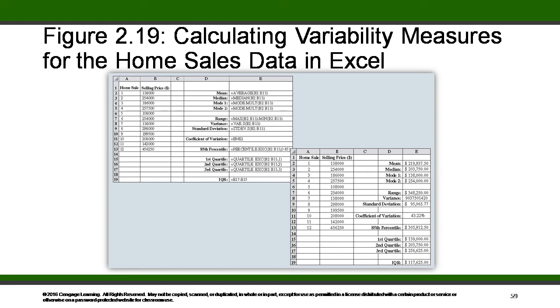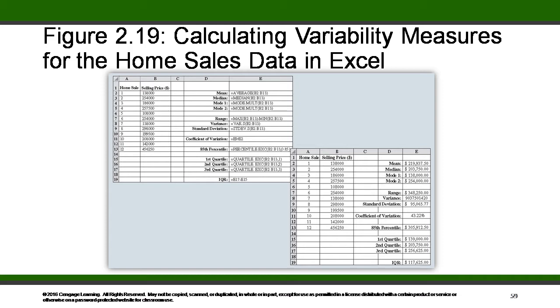Variance. The variance in cell E8 is calculated using the formula equals VAR.S open parenthesis B2 colon B13 close parenthesis. Excel calculates the variance of the sample of 12 home sales.